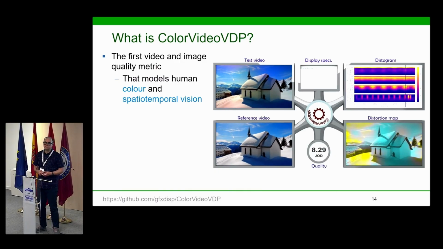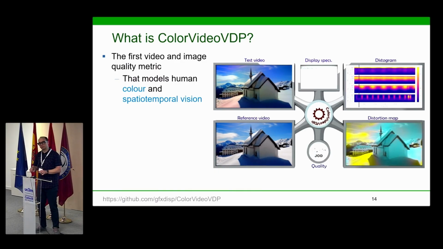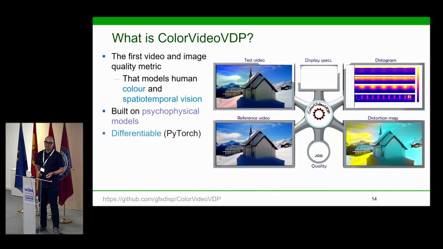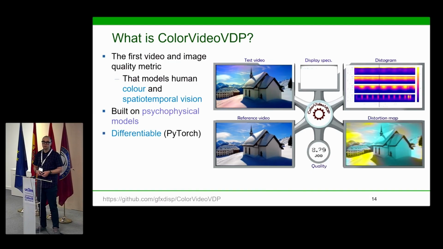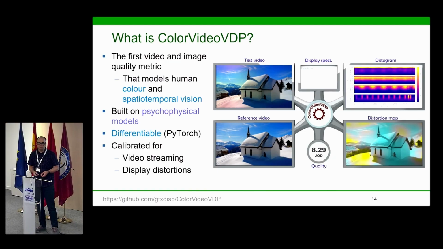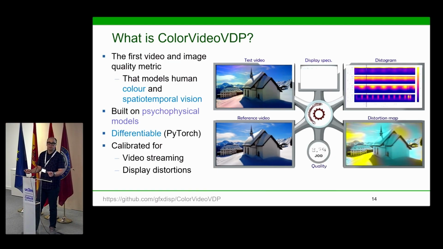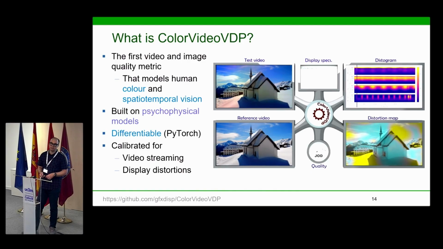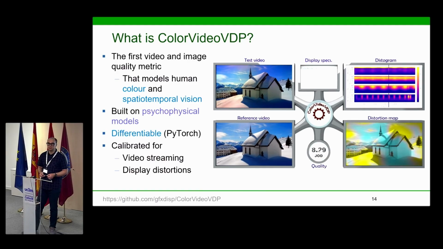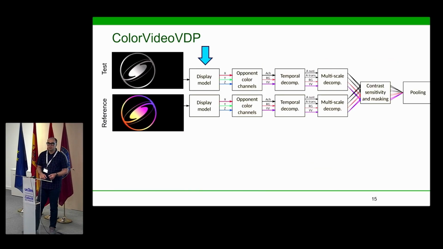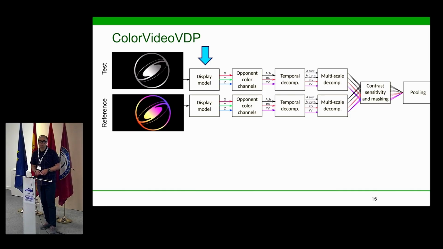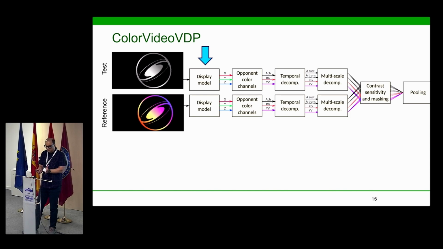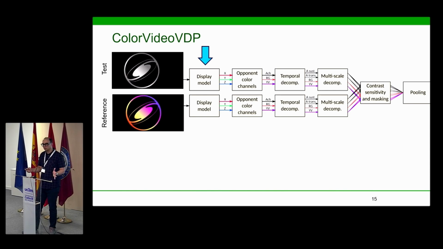I believe this is the first video quality metric that models both color and spatiotemporal vision. It's built on psychophysical models. It's differentiable. It's written fully in PyTorch. And we calibrated it in particular for video streaming, but also for display distortions, because this was work done in collaboration with Meta Reality Labs, and they were obviously interested in display distortions. So ColorVideoVDP is not a deep learning metric, which is quite an unusual trend these days. And because of that, I can actually explain to you exactly how it works.